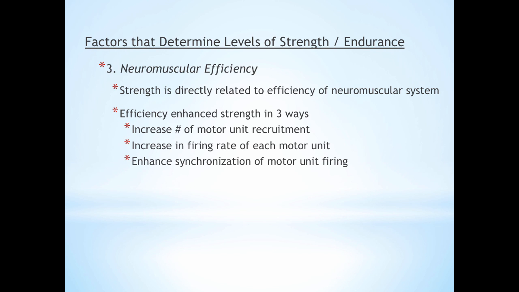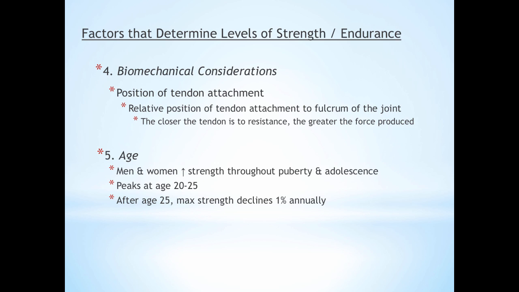The third one is neuromuscular efficiency. So strength is directly related to efficiency of the neuromuscular system, and the efficiency is enhanced in three ways. One is the number of motor units recruited. Two is the increase in firing rate of each motor unit, and then the synchronization of the motor unit firing. And then biomechanical considerations. So the position of the tendon attachment. The closer that the attachment occurs to the fulcrum of the joint, and the greater resistance, the greater the force produced.